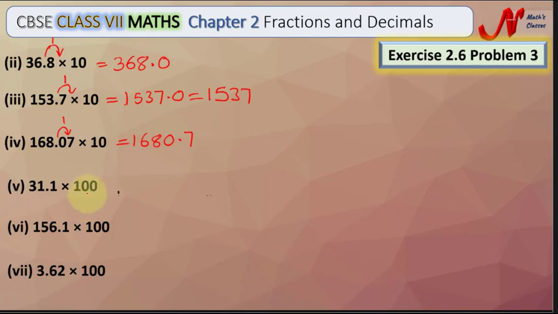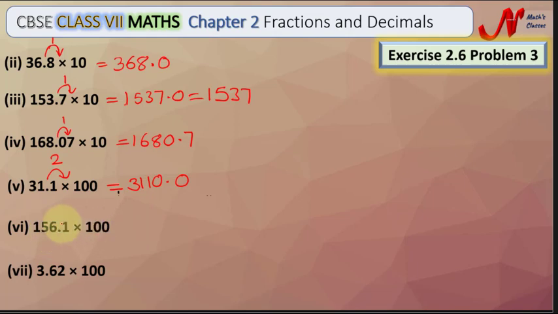So we can write it as 1680.7. So next, 31.1 into 100. Here we have two zeros, so we shift the decimal point two places to the right. Here we have only one digit. After 1 we keep another 0. So we can write it as 3110.0, nothing but 3110.